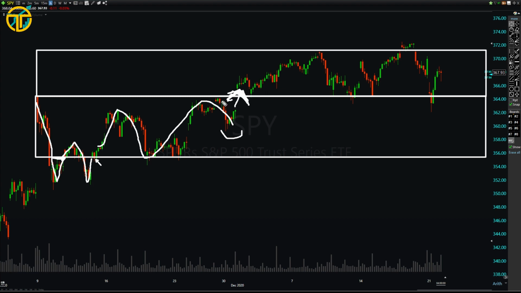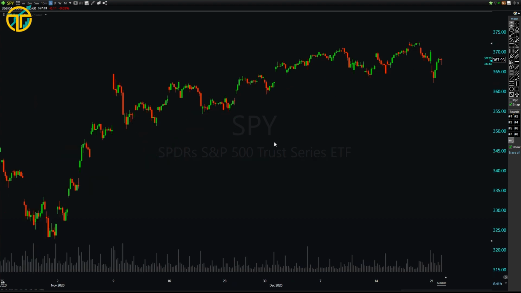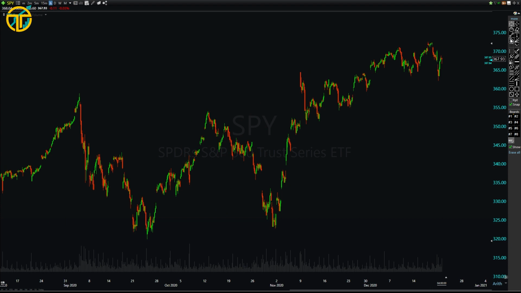And this is really just a rinse and repeat. If you zoom out on the chart, you will be able to do this over and over again. So let's put this back on here, right? There was one.